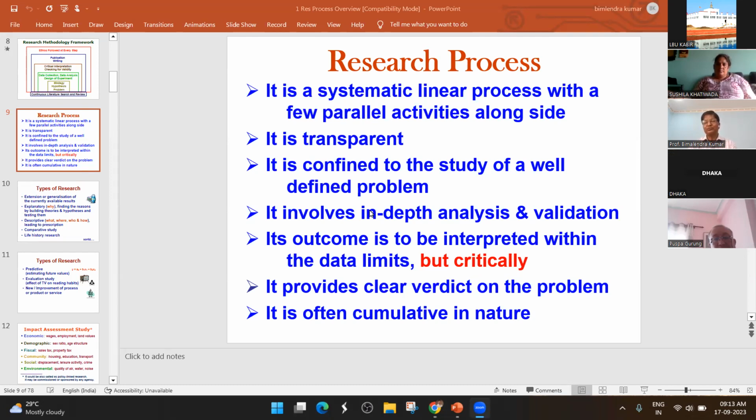What are the research problems which have been written about or solved by our previous scholars? Otherwise, thoughts cannot arise in our mind. So for the research problems, there must be continuous literature research related to your topic also. It involves in-depth analysis and validation. Whenever you are writing any research paper or the chapters of your thesis, it needs in-depth analysis and critical interpretation.